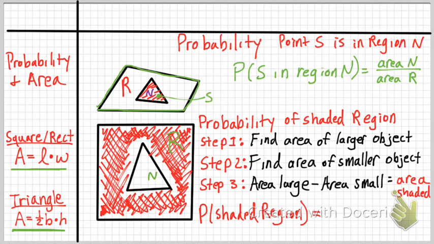Right? It's as if we cut out this triangle from the square. All right, and finally, the probability of that shaded region will be the area shaded divided by the area of the square, because that's the entire region. The square represents the entire set.